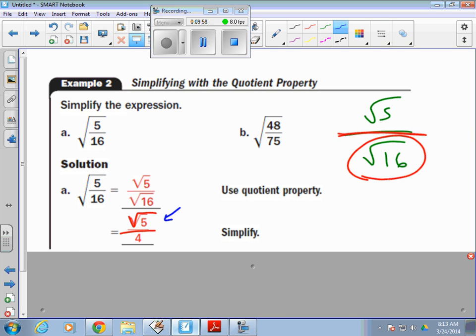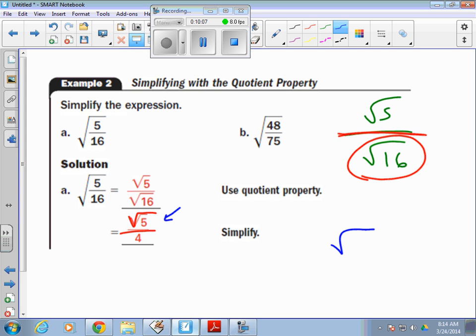Are there any fractions in the radical itself? Okay, now this is something people get confused about. They'll see the square root of 5 over 4, and they'll think they have to do something else to it because they think there is a fraction under that radical.